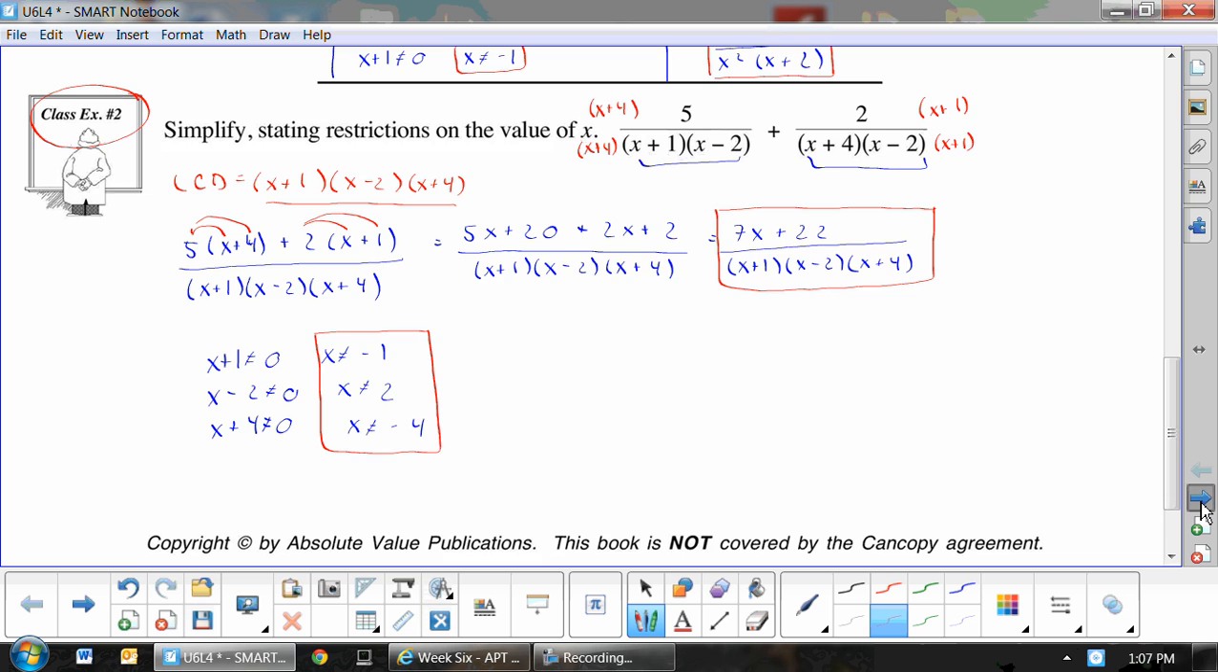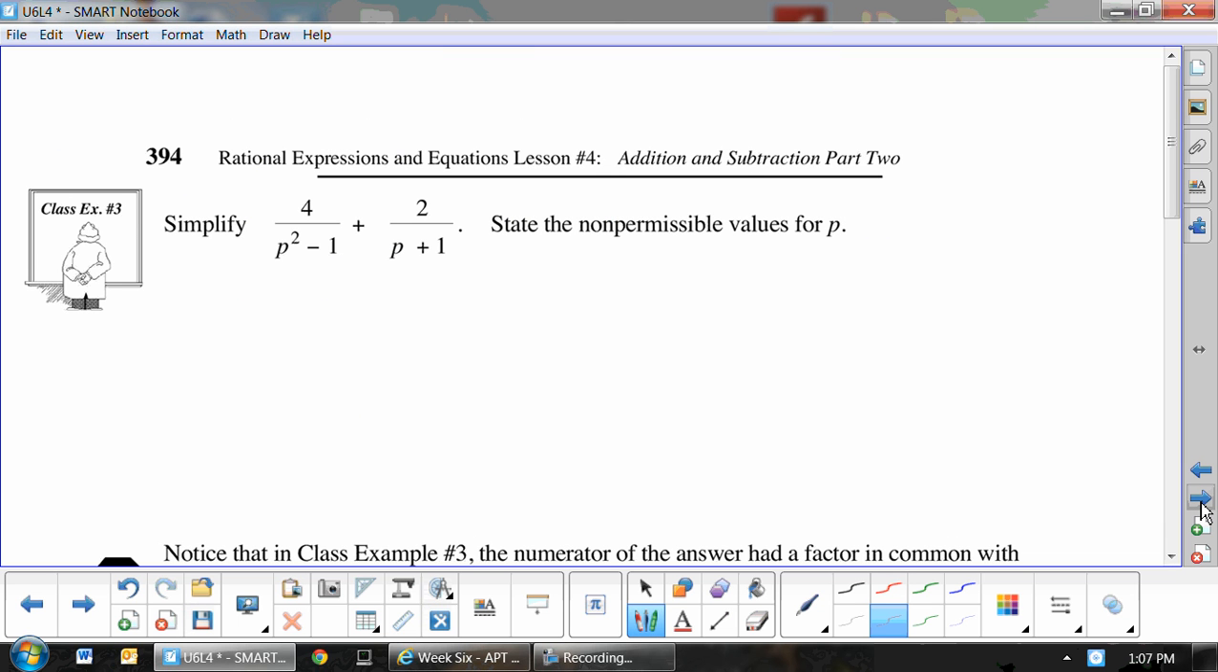Okay, so let's flip over the page, and we'll do example number 3. This one is actually somewhat similar to the one on the quiz today, so this is like a review from yesterday as well. It was a tough question on the quiz. It was okay, it was character building.